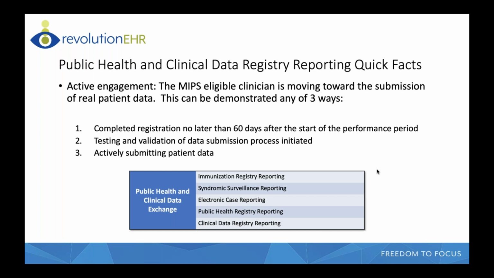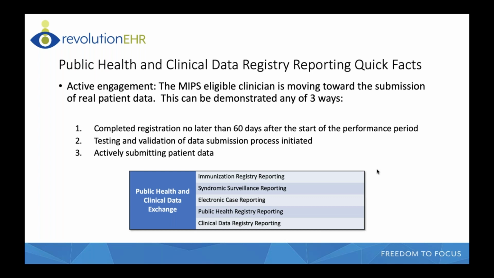That can be demonstrated any of 3 ways. Number 1 is you completed registration no later than 60 days after the start of your performance period. What that means is for any of you who have registered with AOA MORE in earlier years, you are entitled to the points that MIPS would offer you for active engagement, because you have done what number 1 asks of you, and it'll count in your favor. You are actively engaged with that registry. There's no requirement that you be utilizing live patient data.